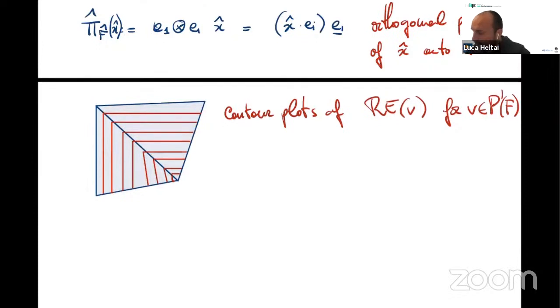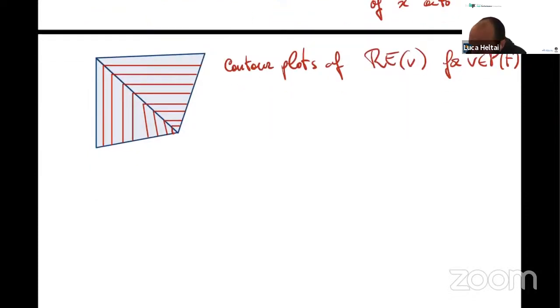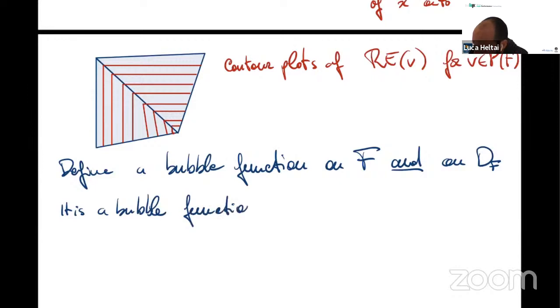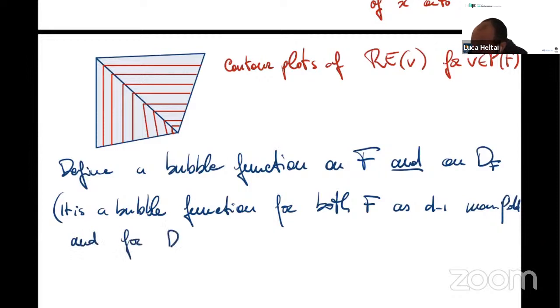Okay? Now, given this, I define a bubble function on F and on the F. So the bubble function on F and on the F means that it is a bubble function for both F as a d-1 manifold and for F as a d manifold.